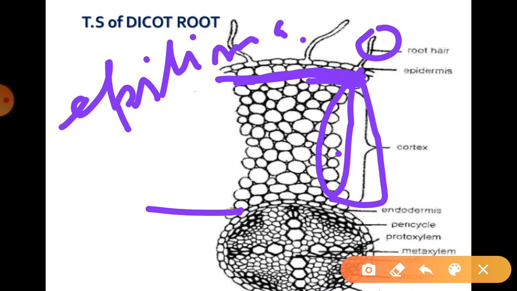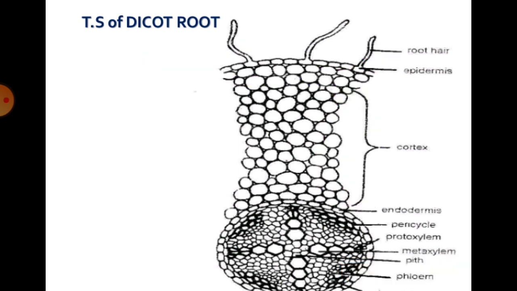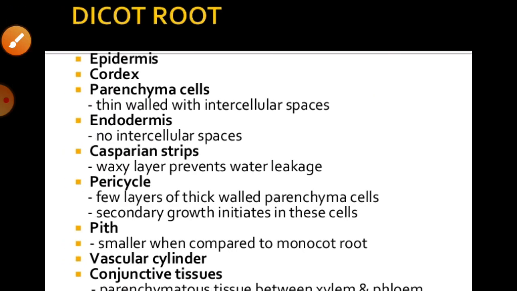Then we have to talk about the stele. As I have told you, the parts inside the endodermis, such as the pericycle, vascular strands and pith, constitute the stele. All these together are known as the stele. So on the basis of the stele, we have to know about all these things. First of all, we talk about the pericycle.